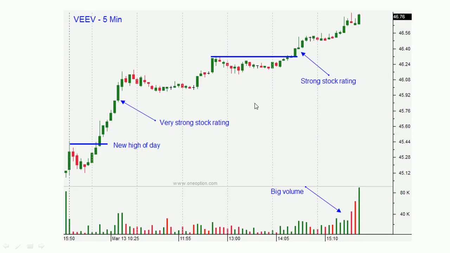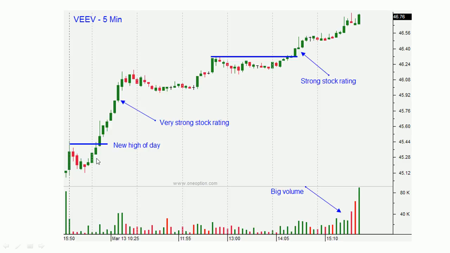Here's another example, VEEV. It's starting coming up on the bull run list immediately out of the open. There's your new high of the day, really, really strong stock rating, easy to get in here. Now in here you start running into that 10 EMA, and so you'd be taken out of the position. But as soon as you're taken out of the position, what I like to do, especially when I have a really good runner like this.